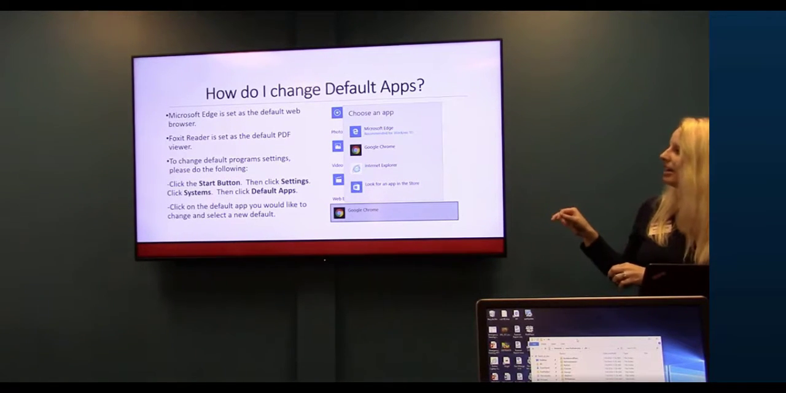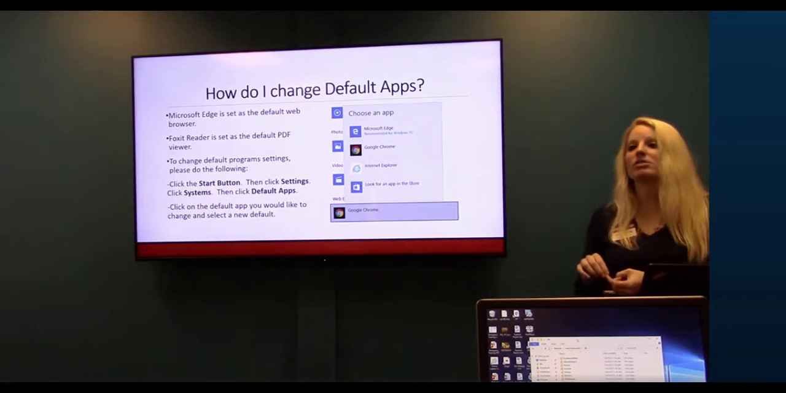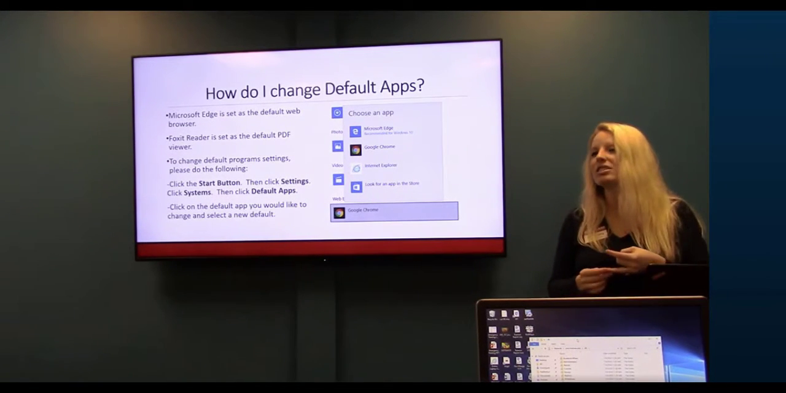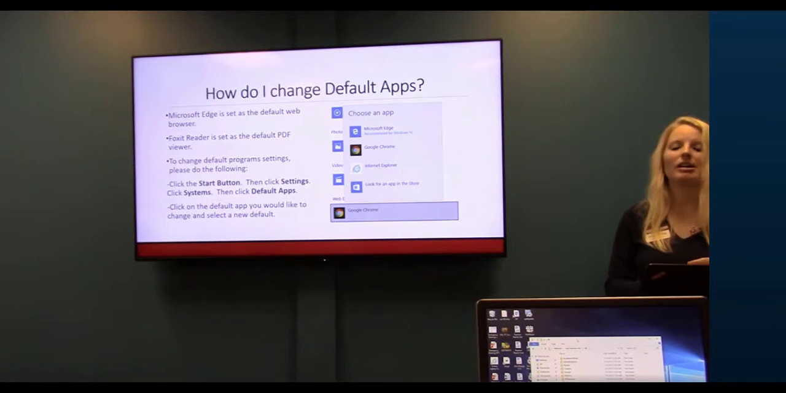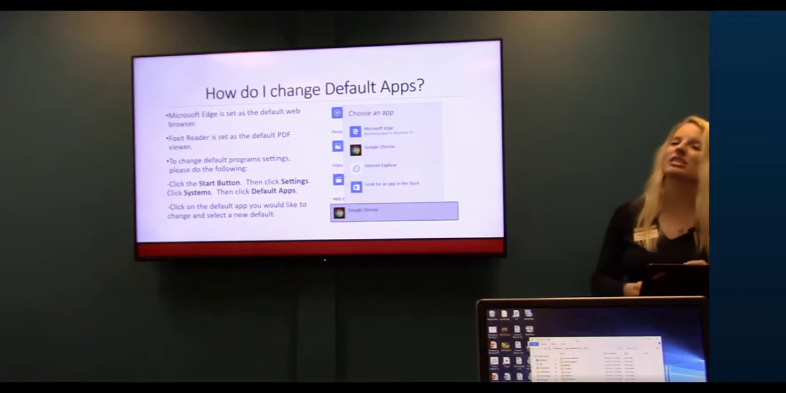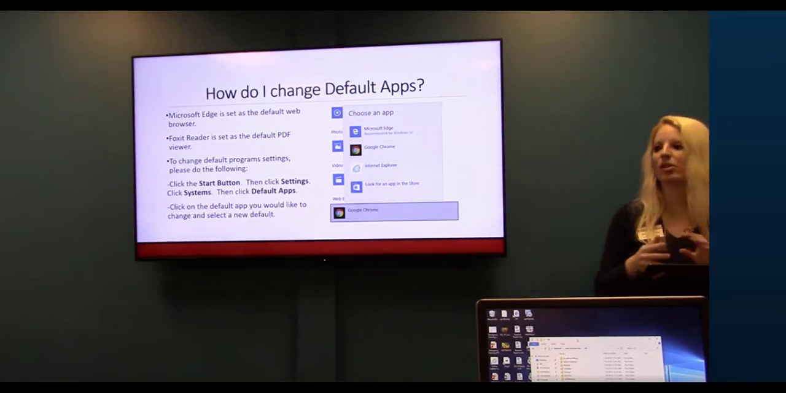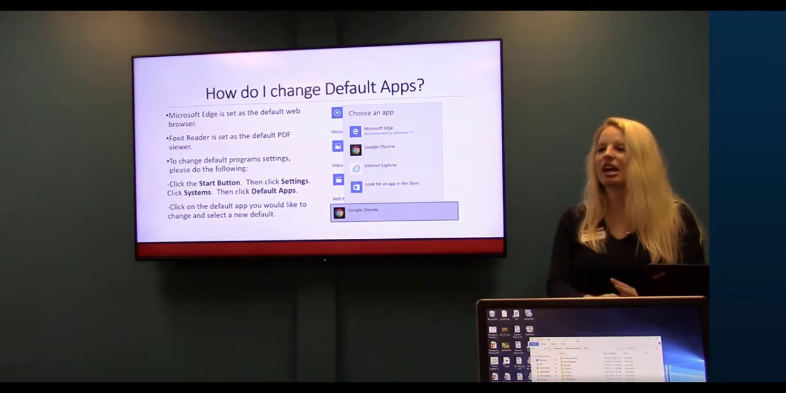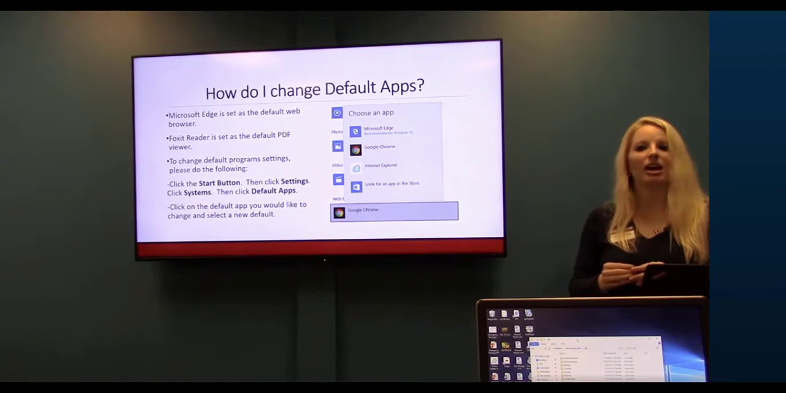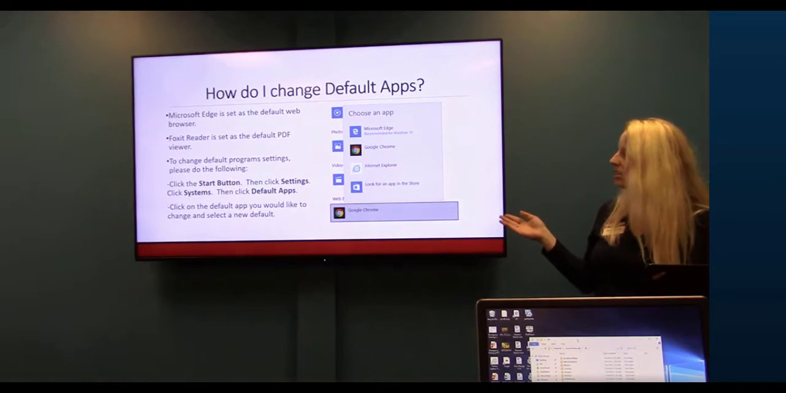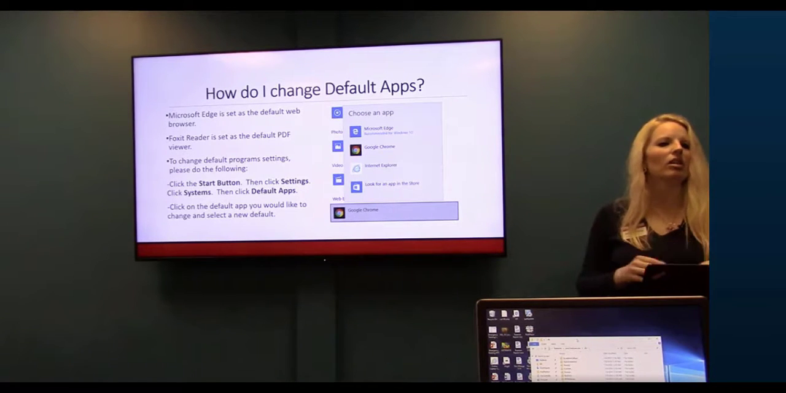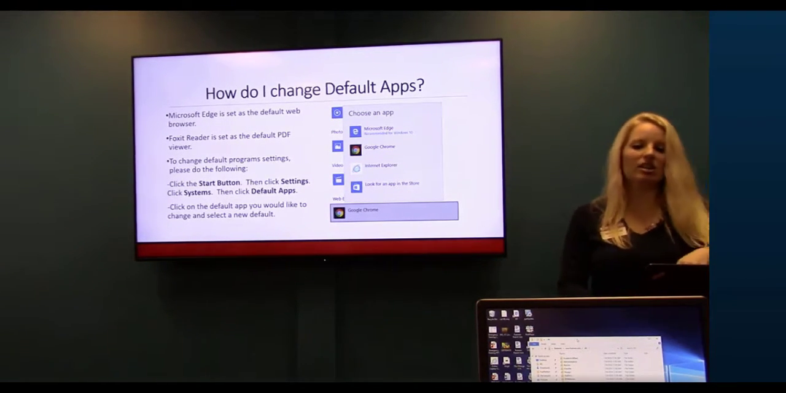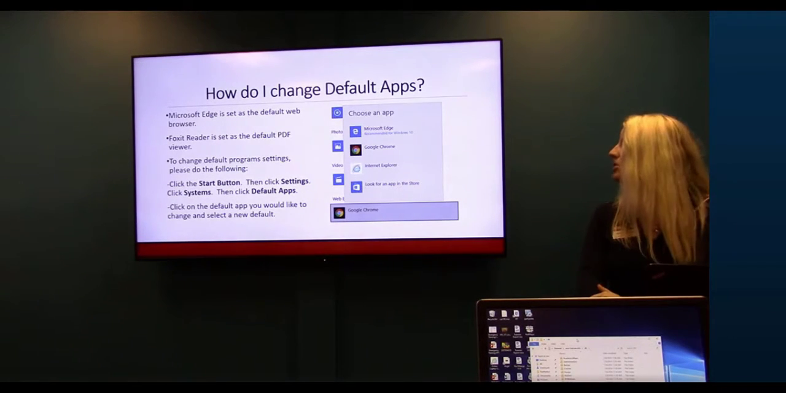So Windows 10 comes with the default settings of Microsoft Edge for the web browser and Foxit Reader for the PDF. Foxit Reader is just a free program. I haven't used it extensively, but I'm told that it has a few more editing capabilities than Adobe Reader does. It's kind of a little bit between Adobe Reader and Adobe Acrobat. So you're welcome to try Foxit Reader, but I probably prefer Adobe products a little more. But this is all about your preferences when using Windows 10.